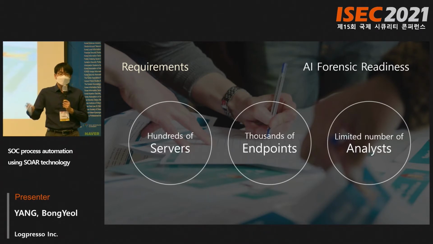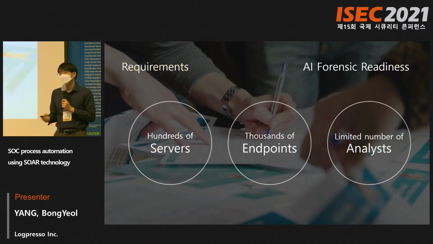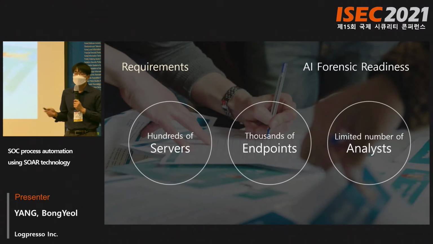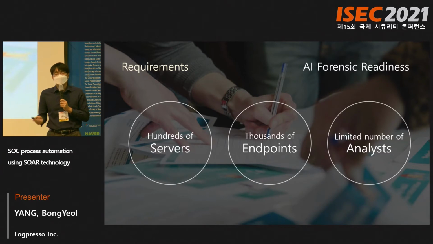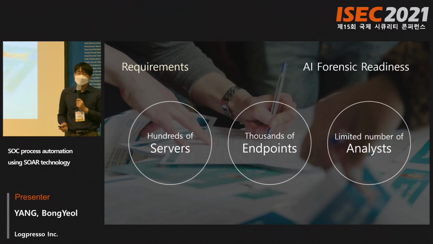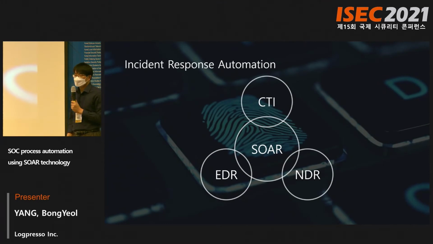But in the internal environment, there are hundreds of servers and thousands of endpoints. So under such circumstances, although you are well equipped with the infrastructure to do forensics, there is a shortage of labor to do the job. So AI can be mobilized here to solve the problem, to dramatically improve the security environment.